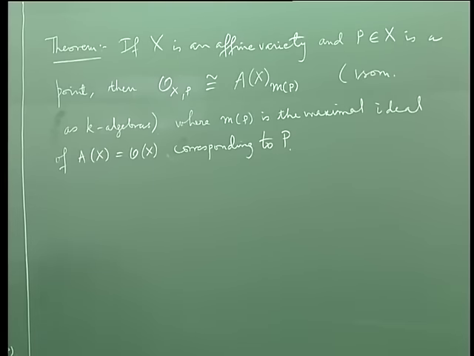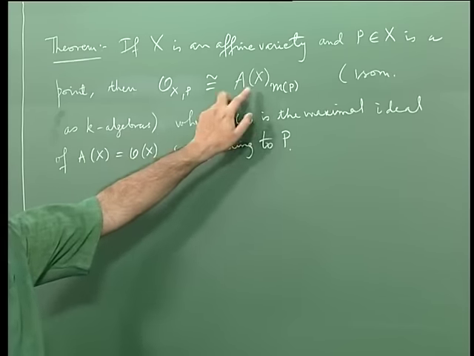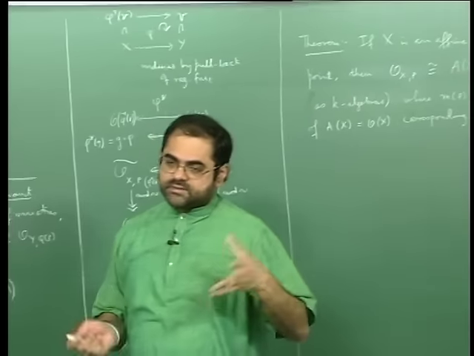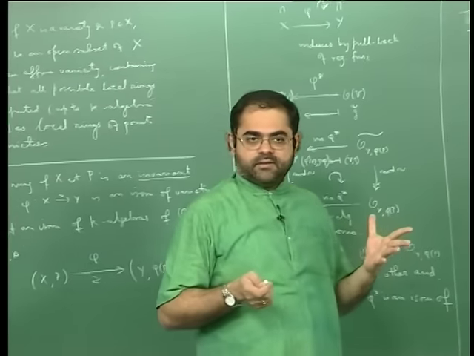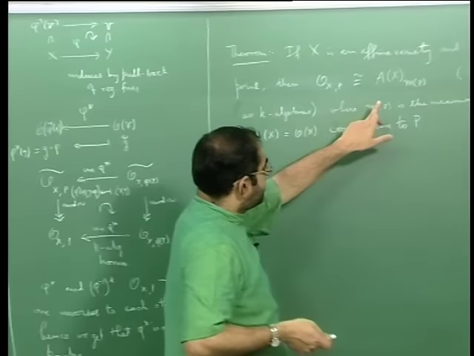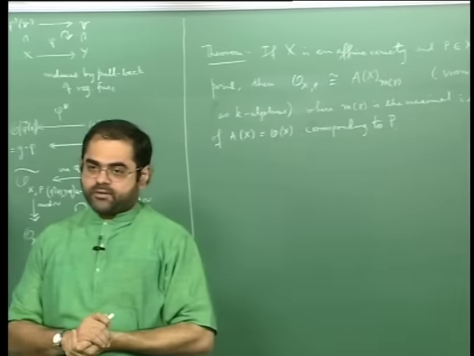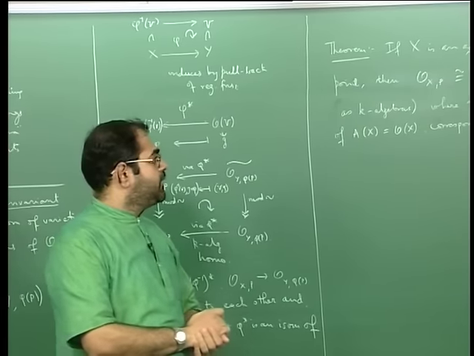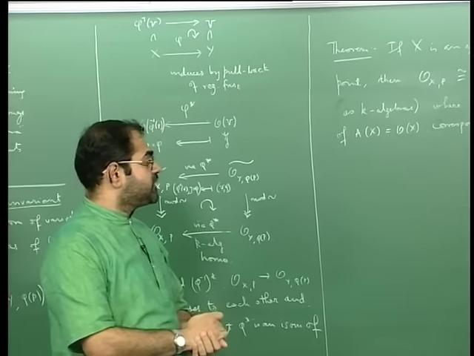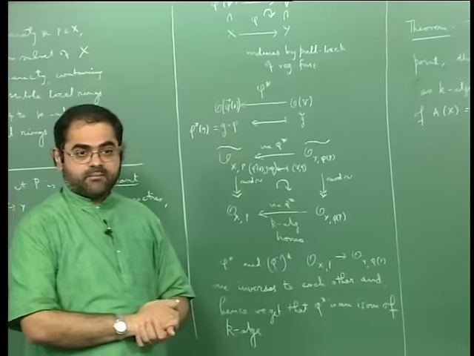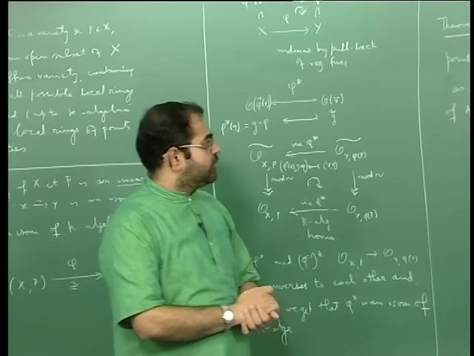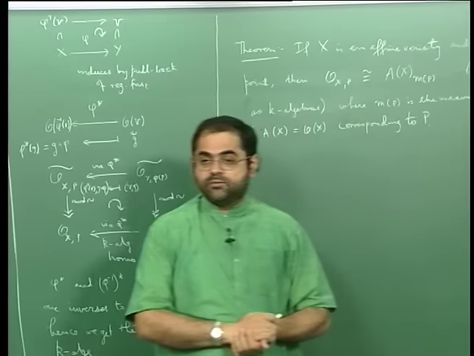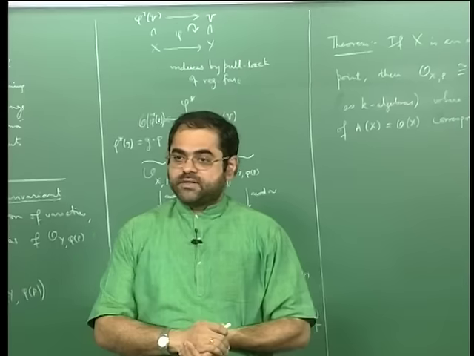So here is the formula for the local ring at a point of an affine variety. The local ring is just gotten by taking the affine coordinate ring of the affine variety, which is also the same as the ring of regular functions. These two are the same for an affine variety, and then you localize at the maximal ideal that corresponds to this point. Localizing at a prime ideal or a maximal ideal means you invert all the elements outside the prime ideal or the maximal ideal.